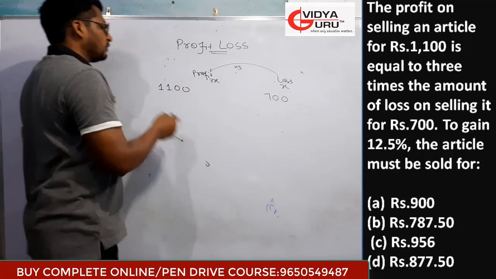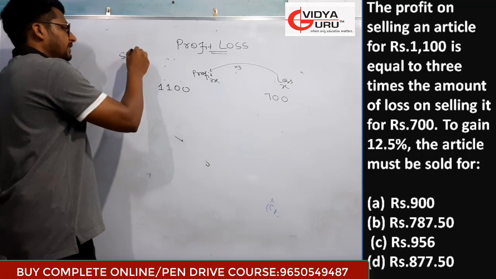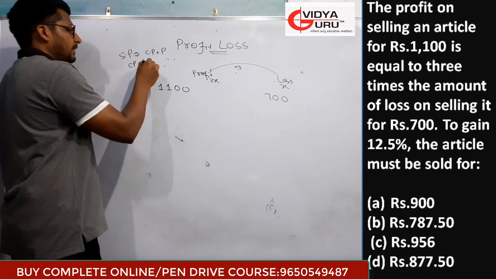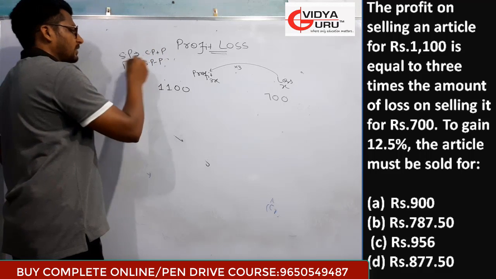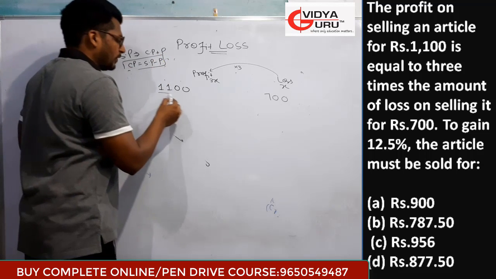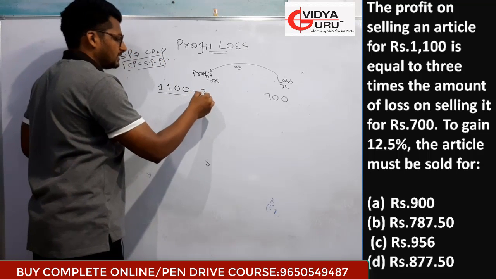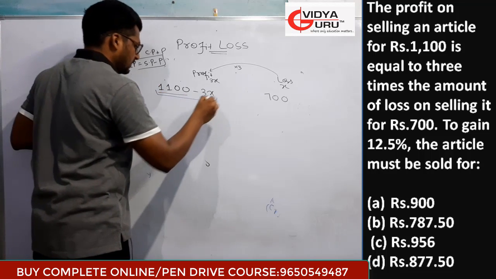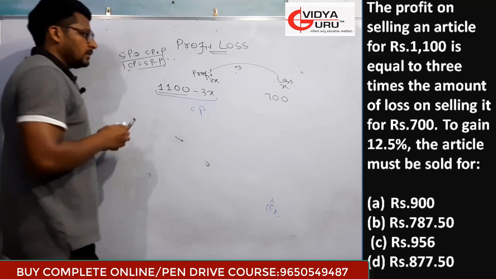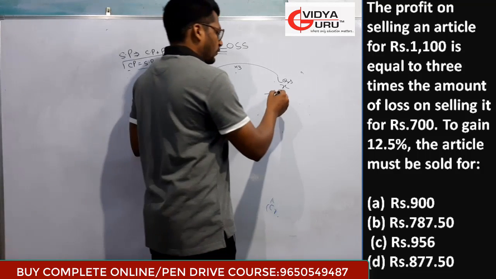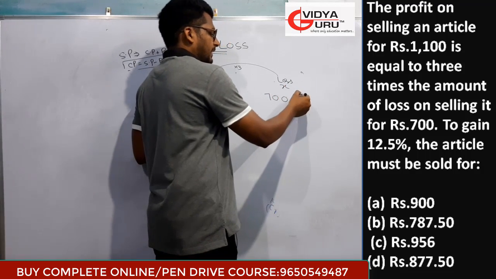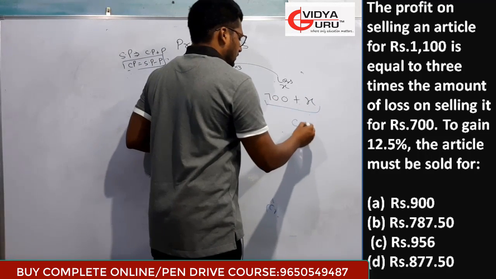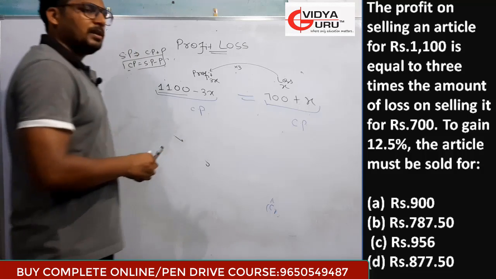It is SP and a profit of 3X is there. If I want to find out the CP, what is SP? If there is profit, SP is CP plus profit, so CP will be SP minus profit. That means to find the CP, I have to subtract this profit, and this will become CP, cost price. Now loss is there. If I want to find the CP from the selling price when there is a loss, I need to add the loss, and it will also become CP.